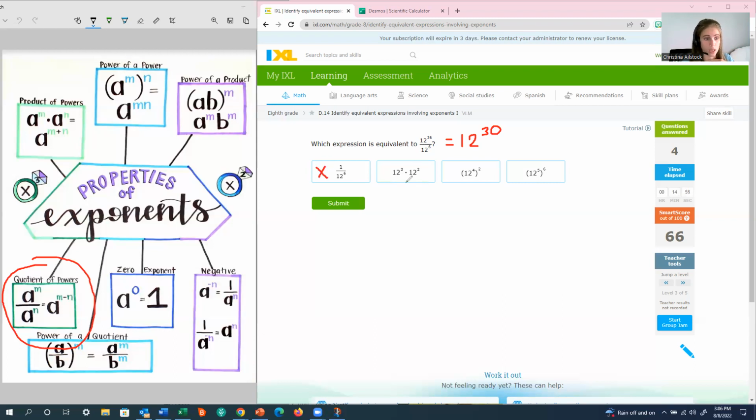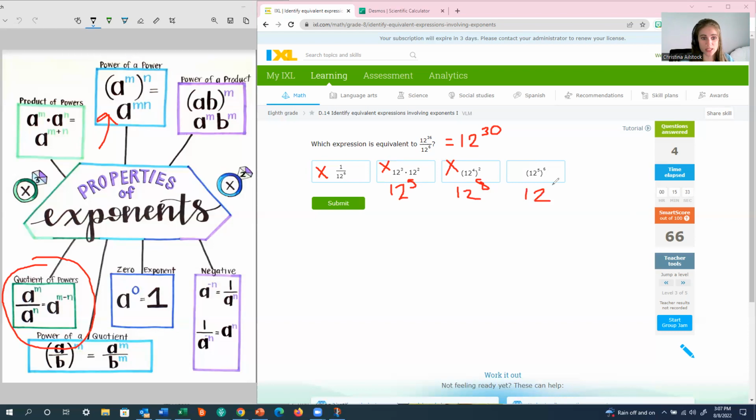So that's not it. All right, this one is our product property. I have 12 to the 3rd times 12 squared. If we add our exponents, 3 plus 2 is 5. Nope, that's not it. Our next one, we have a power to a power property. Remember, with power to a power, you multiply those exponents. So 4 times 2 is 8. Nope, that's not it. Let's hope this last one works. Power to a power property again, 12 to the 5th being raised to the 6th. That's this property.